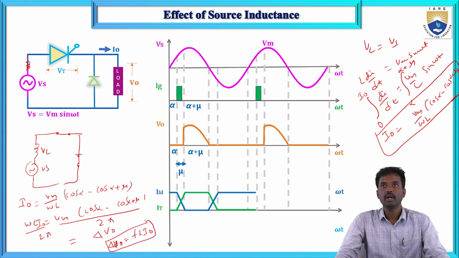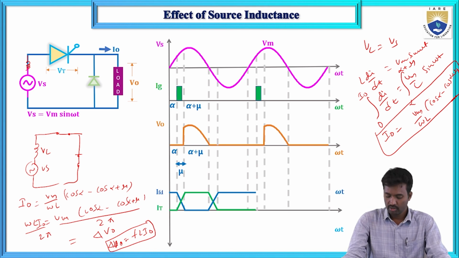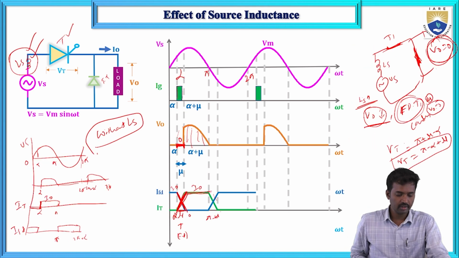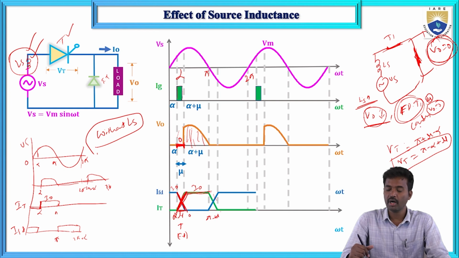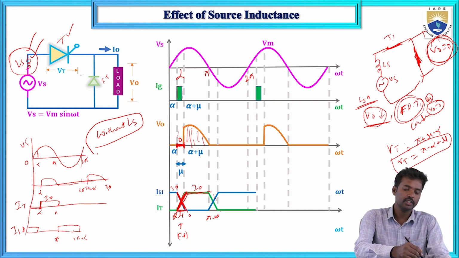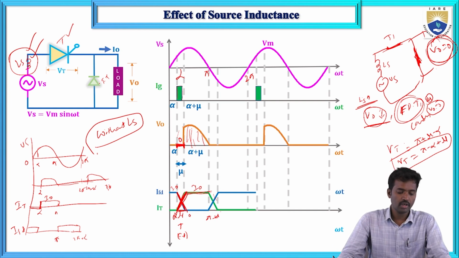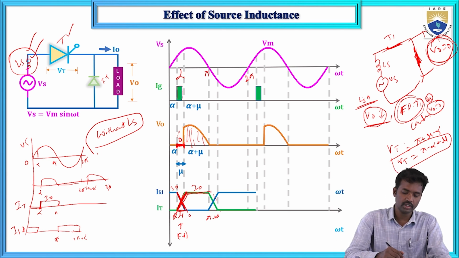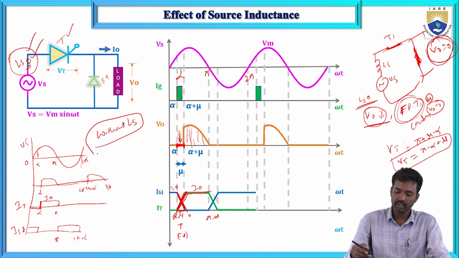Now what are the conclusions? The first one is that because of this source inductance the output voltage will reduce, and during overlapping all switches will conduct, this SCR and the freewheeling diode will conduct, and during that period the output voltage is 0. And next, the conduction time increases, that conduction time is pi plus mu minus alpha.